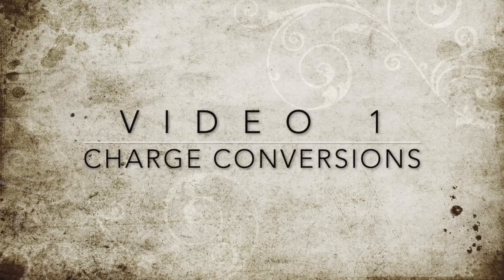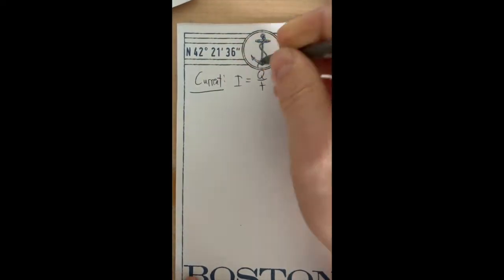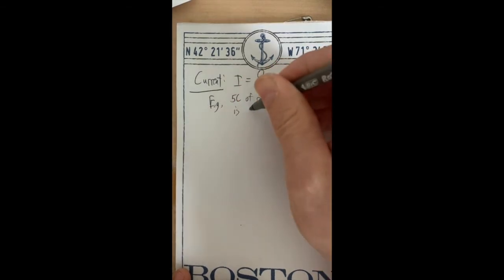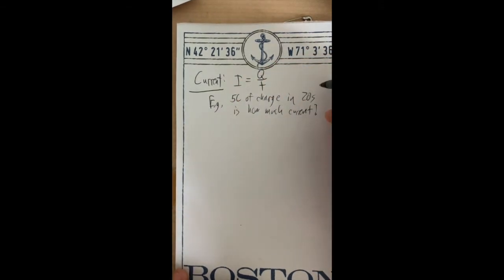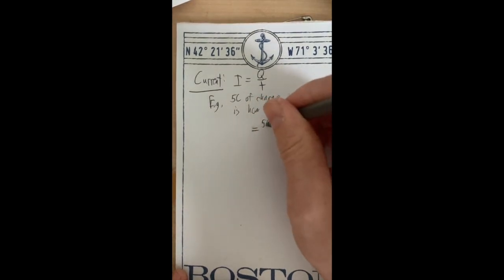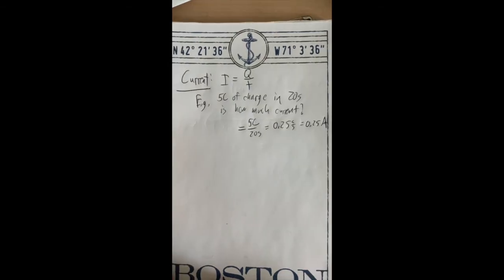So let's start out with a review of what it is that we know from before. So what is current? Well, current's the amount of charge per time, like counting cars. So for example, 5 coulombs of charge passing me in 20 seconds, how much current is it? Well, just follow the equation. It's just going to be the 5 coulombs divided by the 20 seconds. So you get 0.25 coulombs per second if you just do the division. And then remember that we've defined the coulomb per second in this handy new unit called the amp.